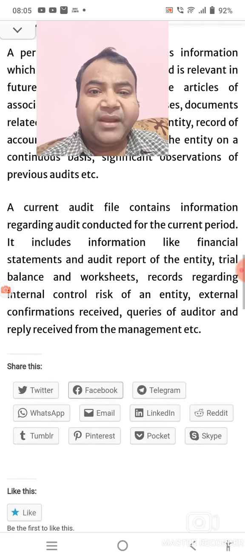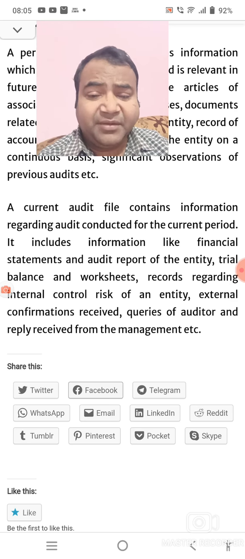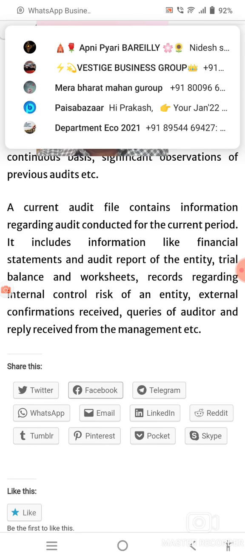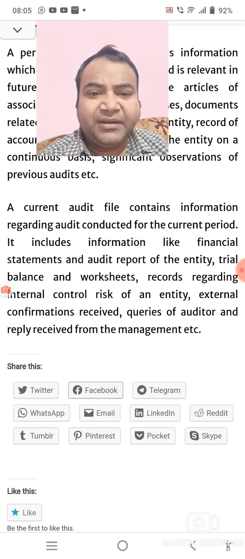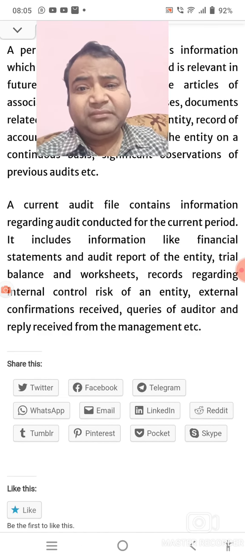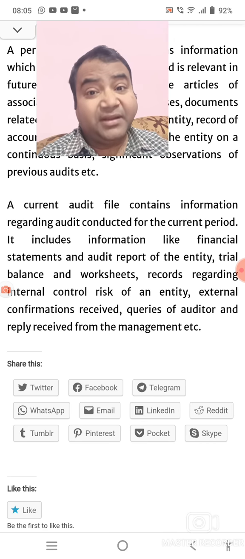And the current audit file contains information regarding the audit conducted for the current period. Whatever audit has been conducted for the current period includes information like the financial statements and audit report of the entity, trial balance and worksheet, records regarding internal control risk of the entity, external confirmations received, queries of the auditor and replies received from the management.